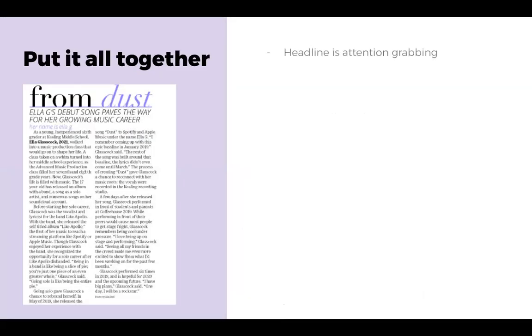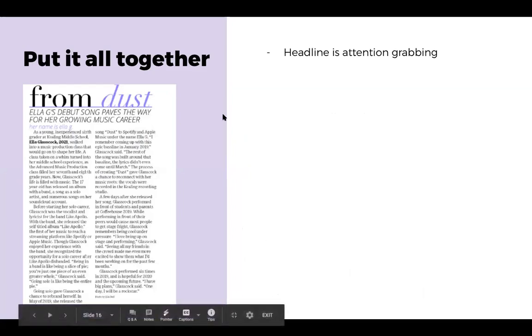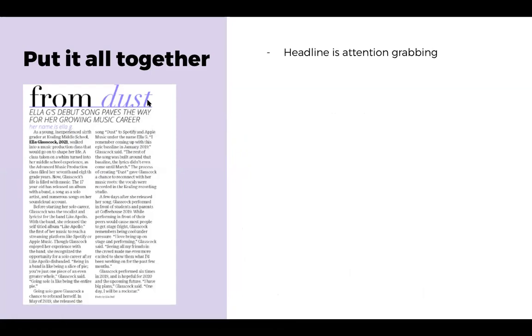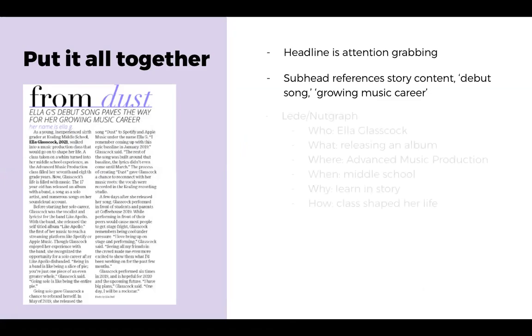Okay, so let's put all of this together. Let's take a look at the actual story. The headline is From Dust. It's very attention-getting because I want to know more as a reader. The subhead, Ella G's debut song paves the way for her growing music career. Perfect. I love the phrases debut song and growing music career. That really grabs my attention as a reader.